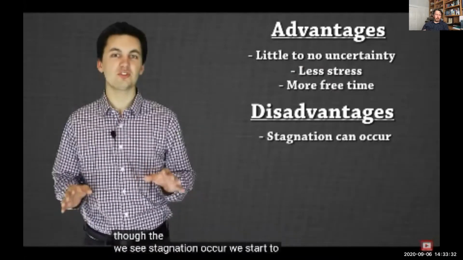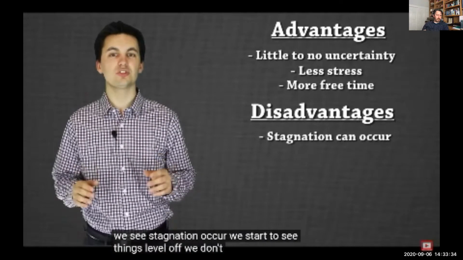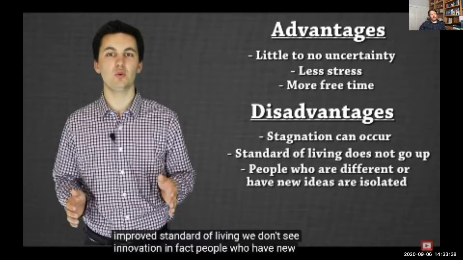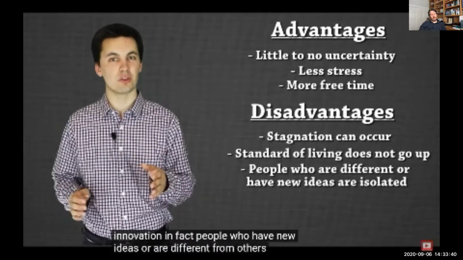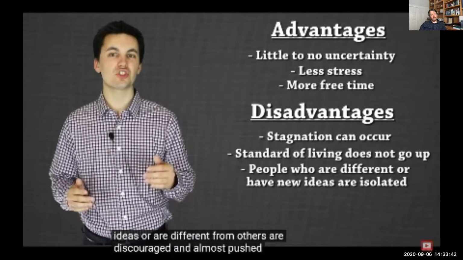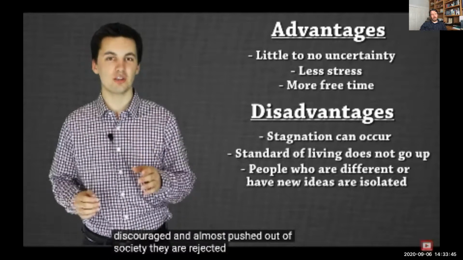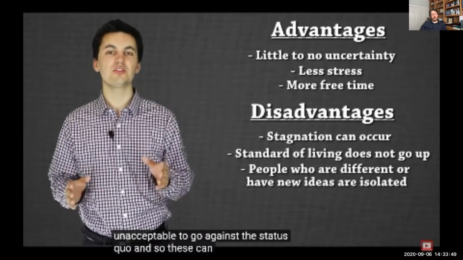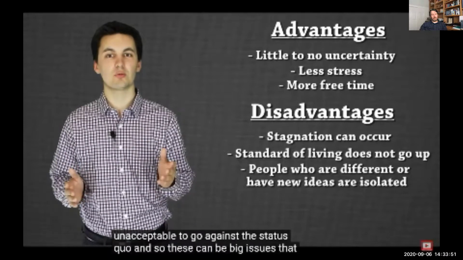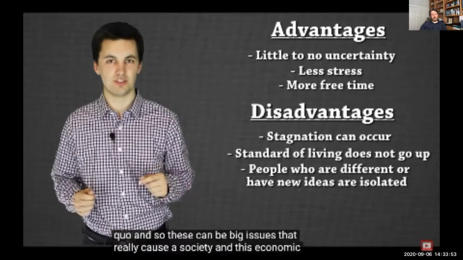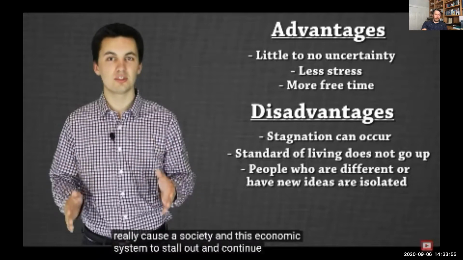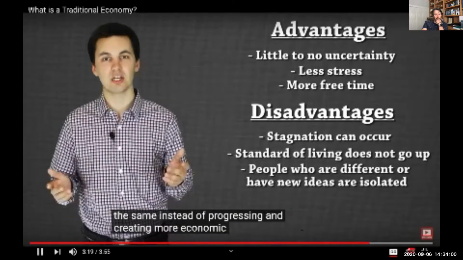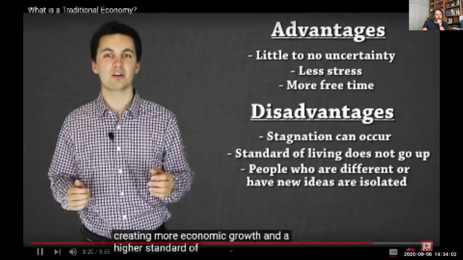We start to see things level off. We don't see an improved standard of living. We don't see innovation. In fact, people who have new ideas or are different from others are discouraged and almost pushed out of society. They are rejected. It is unacceptable to go against the status quo. And so these can be big issues that really cause the society and this economic system to stall out and continue to stay the same instead of progressing and creating more economic growth and a higher standard of living and a better life for everyone.